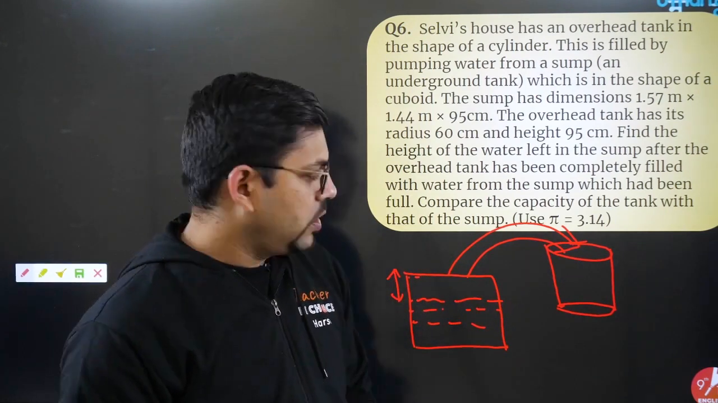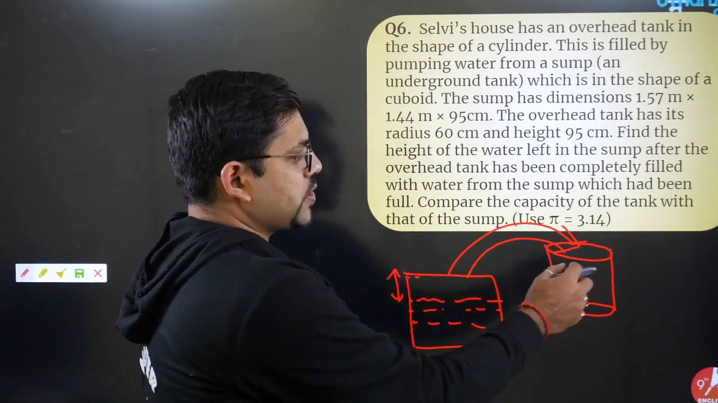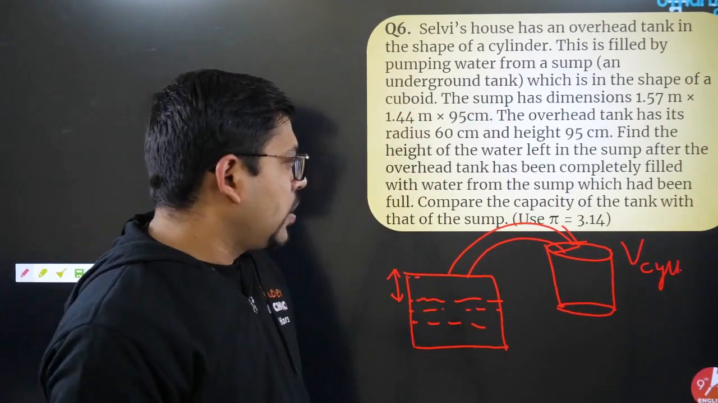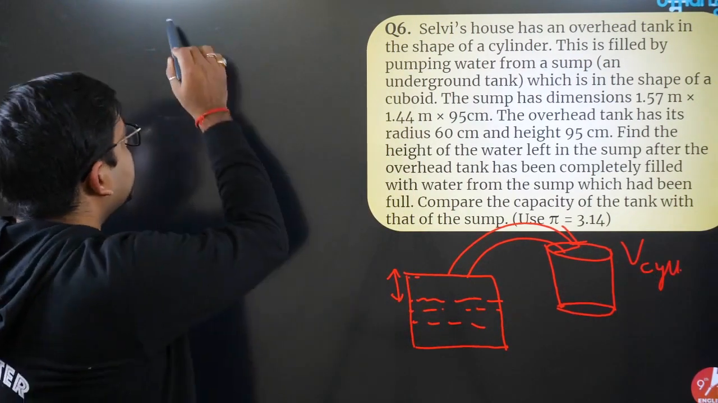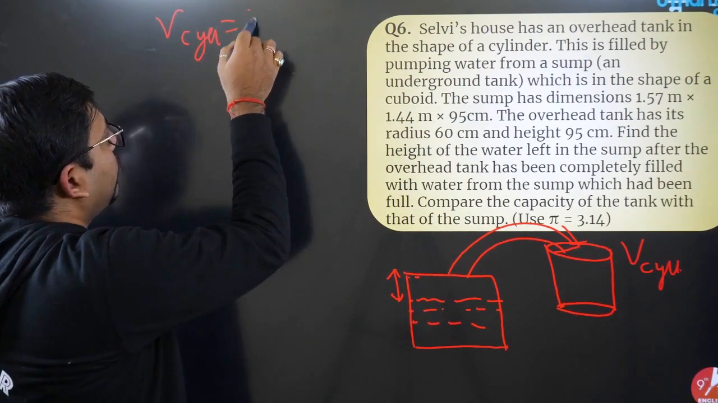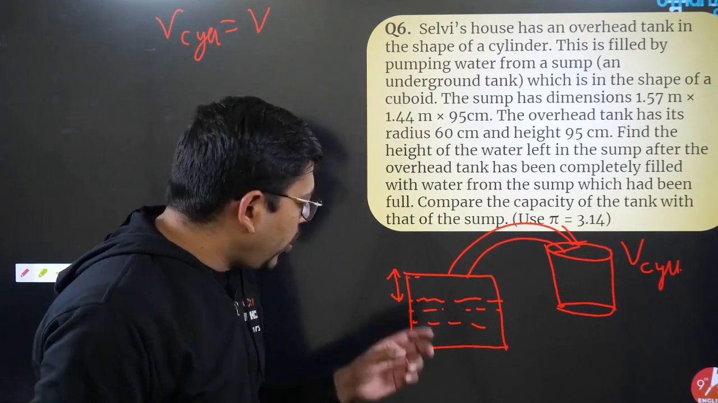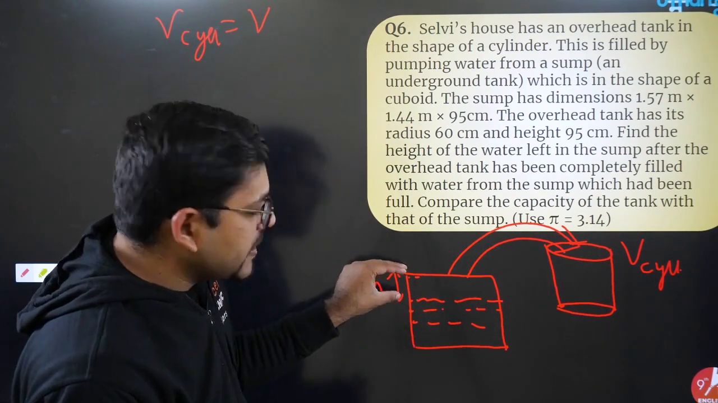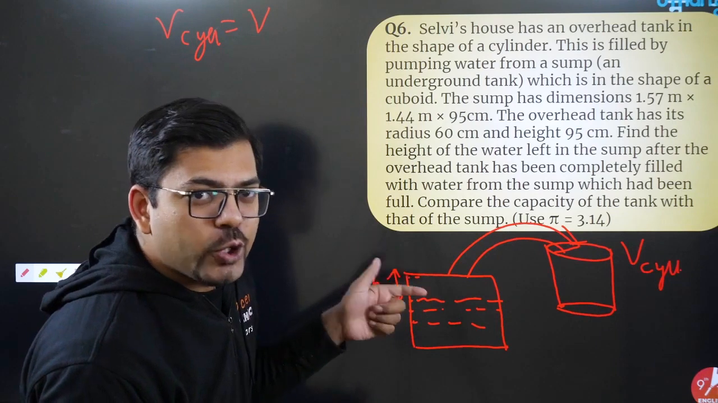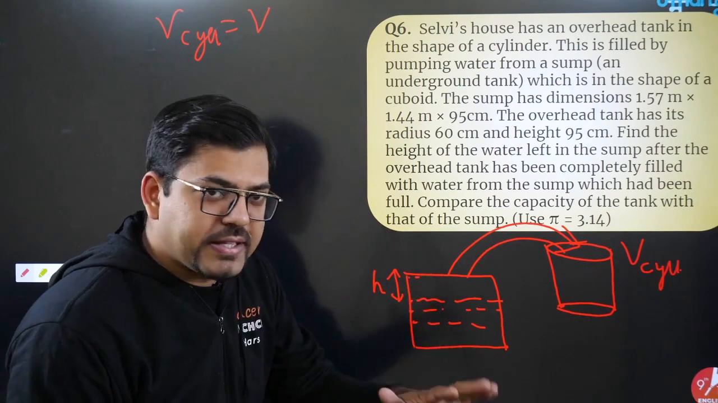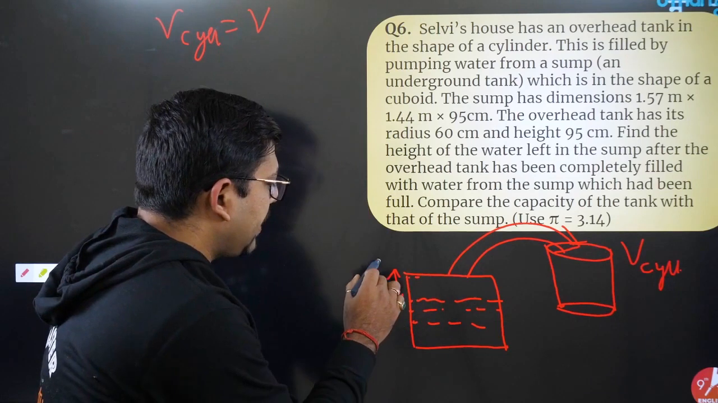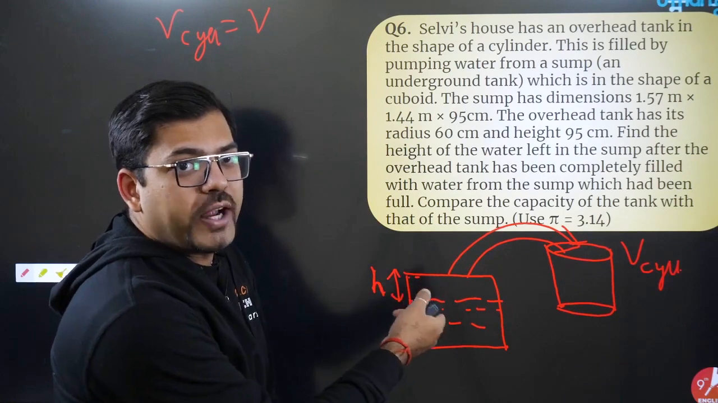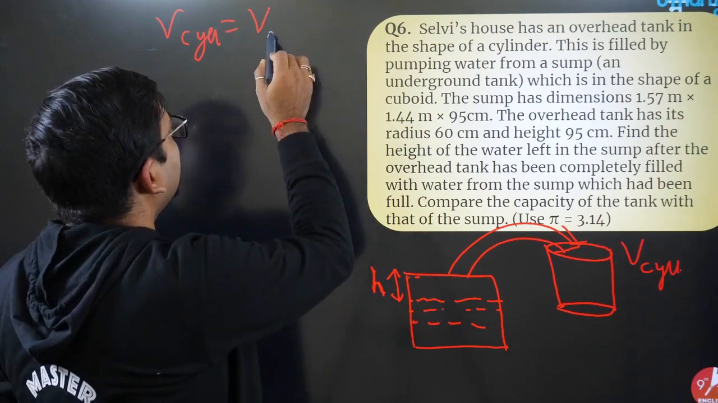One thing is very sure, that the height reduction is only because of the volume of the cylinder, because this much water will be filled in this cylinder. So the volume of the cylinder must be equal to the volume of the cuboid having only this much height, because the rest of the water is still filled. The volume of a cuboid is L into B into H. Length and breadth will remain the same, but the height which has been emptied will be the new height of the cuboid. So you'll simply write the volume of the cuboid.